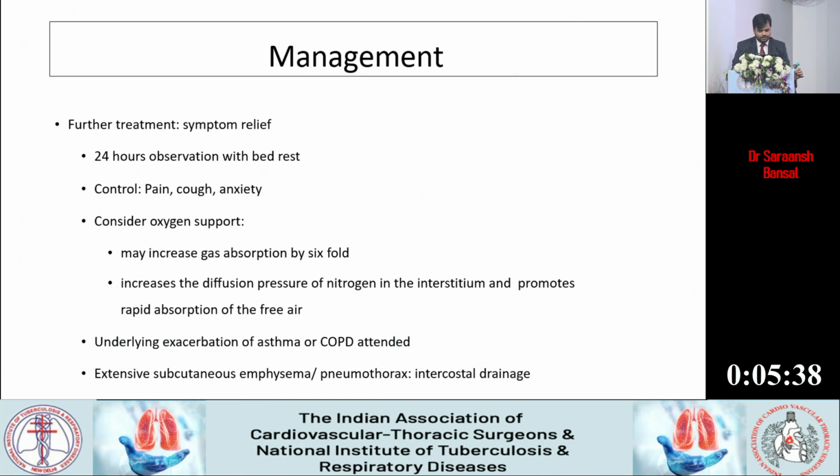Next is underlying exacerbation of asthma or COPD, which we've just read through literature is quite common, and needs to be addressed. Extensive subcutaneous emphysema or a pneumothorax. Also, if there is a pneumothorax, an intercostal drain has to be placed. But a lot of times, when there is too much subcutaneous emphysema and we can't find a clear lung window, we may go for a blind ICD insertion by the open method just to see if there's any pneumothorax there or not.